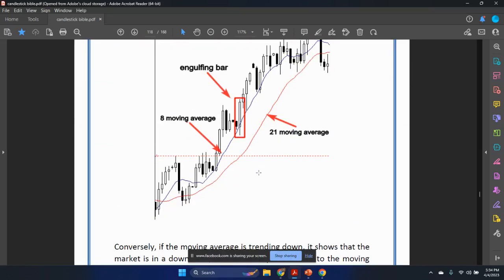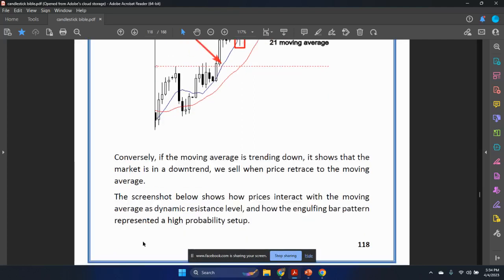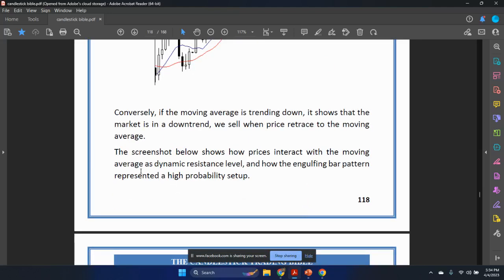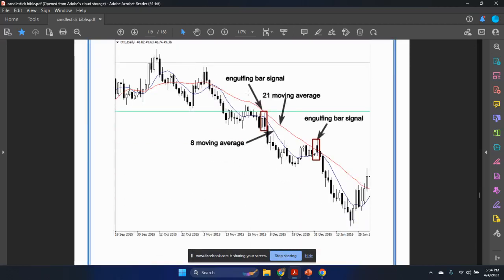Conversely, if the moving average is trending down, it shows that the market is in a downtrend. We sell when price retraces to the moving average. The screenshot below shows how price interacts with the moving average as a dynamic resistance level, and how the engulfing bar pattern represented a high probability setup. We're in that downtrend. We have the 21 moving average, we have the 8 moving average, we have the engulfing bar signal.